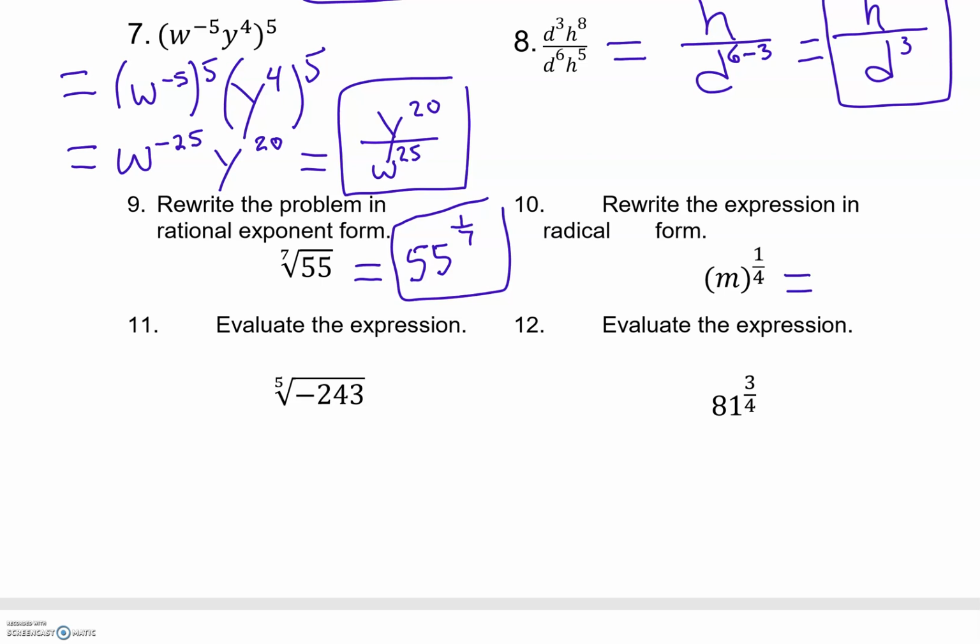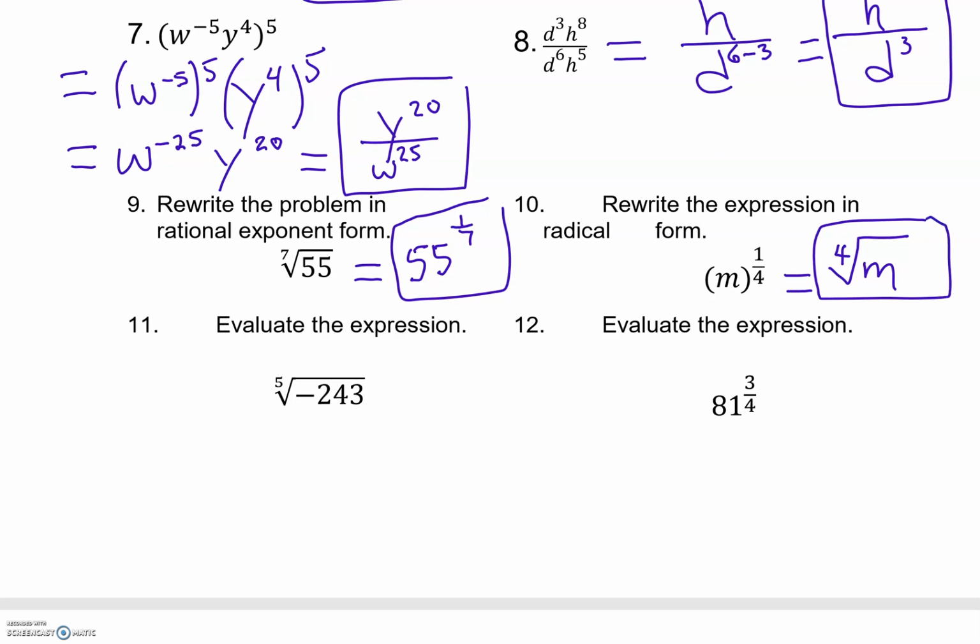Okay, now we're going the other direction. Rewrite the expression in radical form. So we have m to the 1/4 power. And a 1/4 power is a 4th root. So we're looking at the 4th root of m, and we are done.